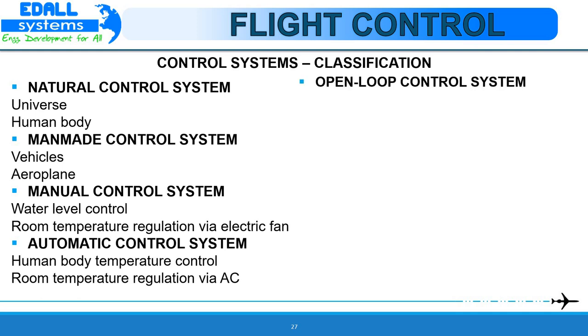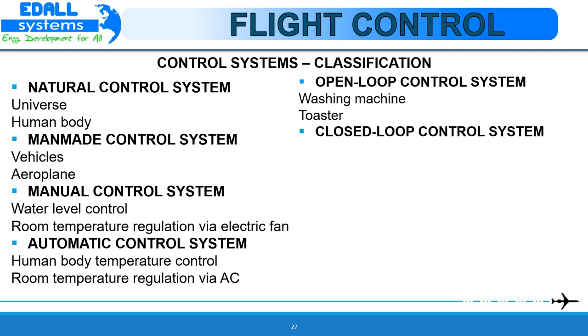Open loop control system, we have a washing machine and toaster. Basically, an open loop control system is one in which the output is dependent on the input, but the controlling action or input is totally independent of the output or change in the output of the system. And then we have closed loop control systems like refrigerator and autopilot. A system in which the controlling action or input is somehow dependent on the output or change in the output is called a closed loop control system.